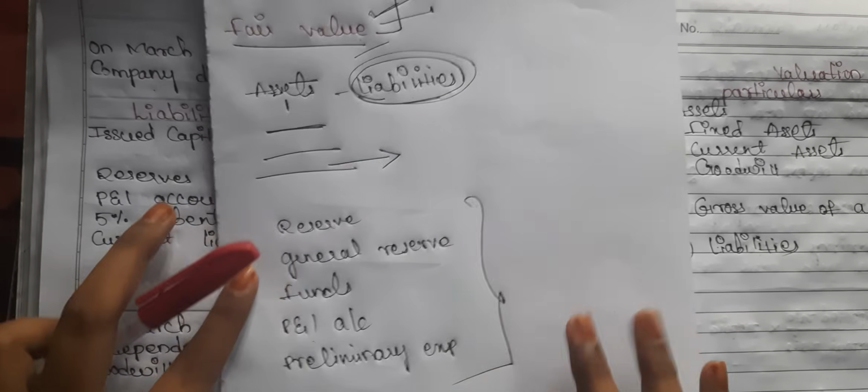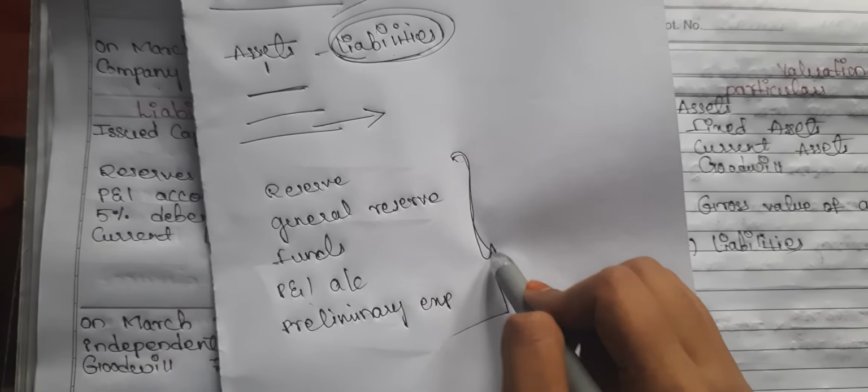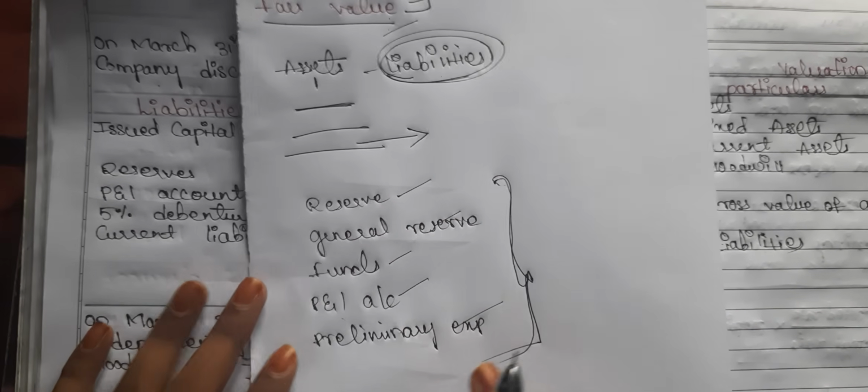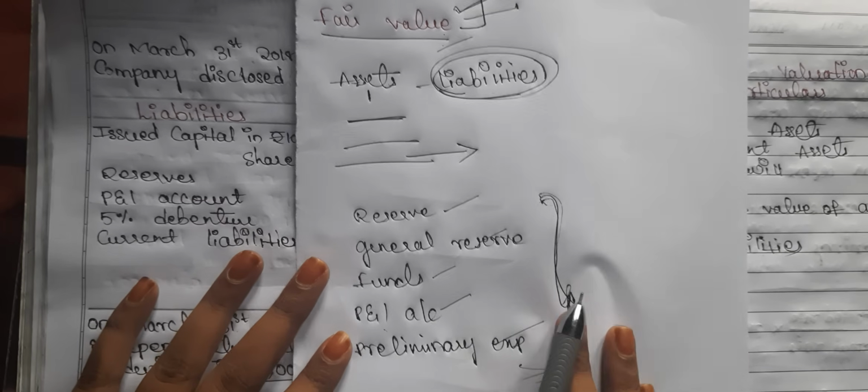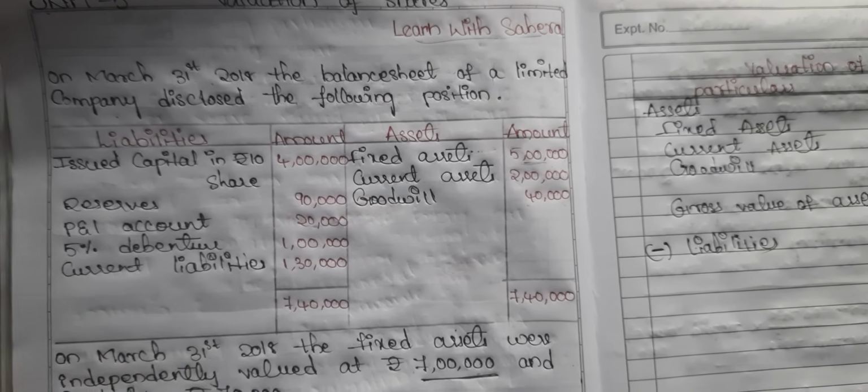Okay, now it is okay. You should not consider this. If you find reserve or general reserve, funds, P&L, preliminary expenses, you should not consider this. Other than this, whatever they are giving you on the liability side, you take all of them here.